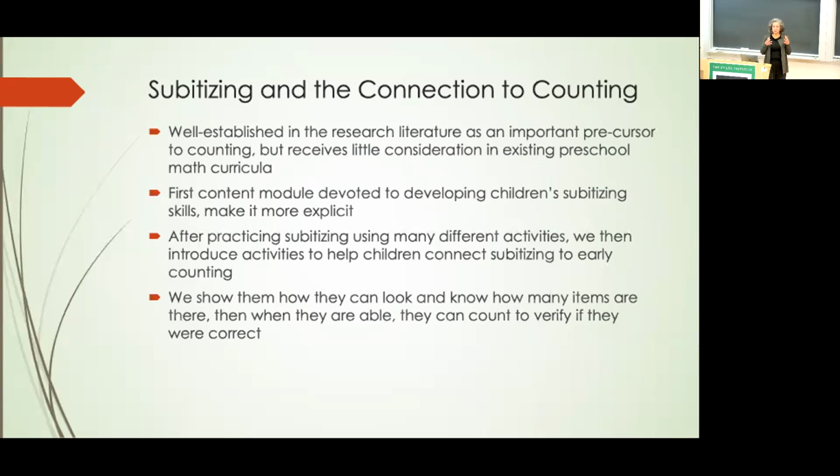Our first content module actually focuses entirely on subitizing and really making children explicitly aware of their capacity to do this. After practicing many of the subitizing activities in that module, we then introduce activities towards the end of it that show children explicitly how you can look at it and know how many are there. And then when you have some counting skills, you can count to confirm that that number is actually correct.